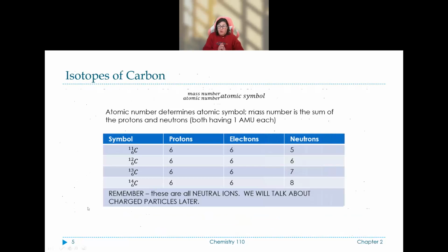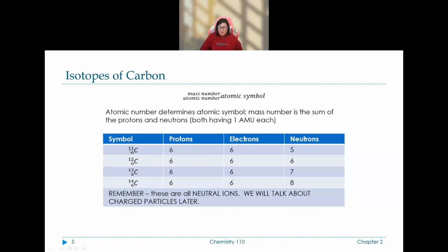Isotopes of carbon. Again, mass number, atomic symbol. Atomic number determines the atomic symbol. Mass number is the sum of the protons and neutrons, both having 1 AMU each. If we're going to talk about carbon, carbon is number 6. That's why we get this number 6 down here at the bottom. If this is 6, this has to be C. If this is C, this has to be 6. That means we have 6 protons and 6 electrons because none of these are charged.